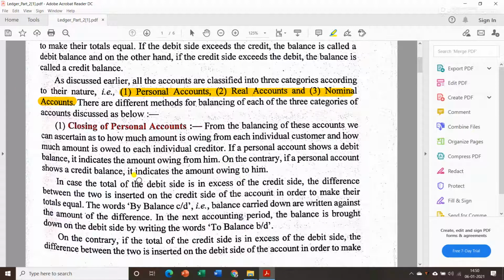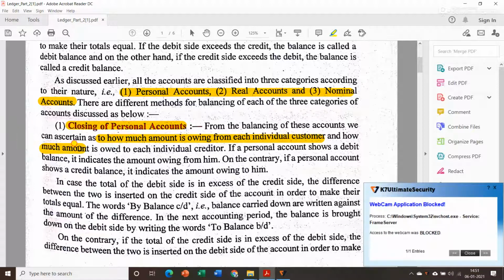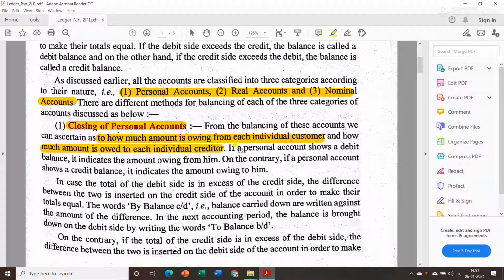First, let us see how we are going to close personal accounts. From the balancing of these accounts we can ascertain how much amount is owing from each individual. That means when we balance any personal account we will know how much we are supposed to receive from each individual customer, and how much money we owe them, that is, how much we are supposed to pay to them, as they are our creditor.